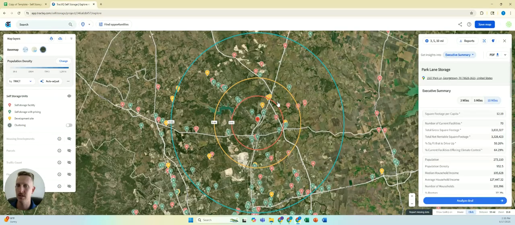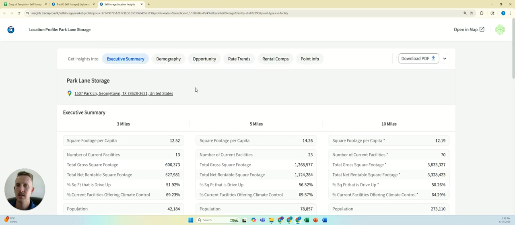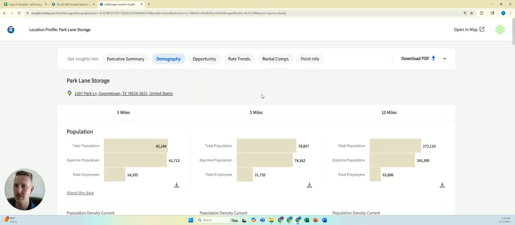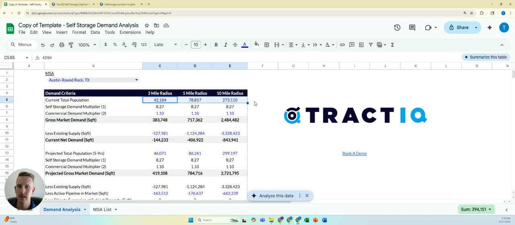To do that, I'm going to go over to TrackedIQ. I've got my facility pulled up in TrackedIQ already in Georgetown, Texas, and I'm going to click Analyze Deal. And then I'm going to go over to the Demographics tab. And right at the top, we've got our total population number for 3, 5, and 10 miles. I'm going to pull this data and stick it right into our tool right here, which I've already done.